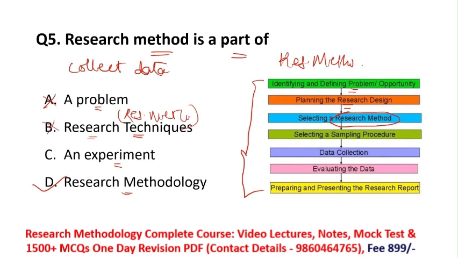And option C, an experiment. No, method, yes, method should be an experiment, but there are too many methods in research: qualitative, quantitative, experimental, descriptive method. Okay, so here option C is also incorrect. For this question, research method is a part of research methodology. Option D here is the right answer.